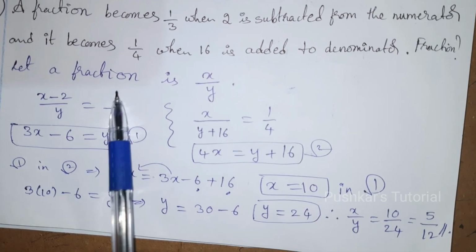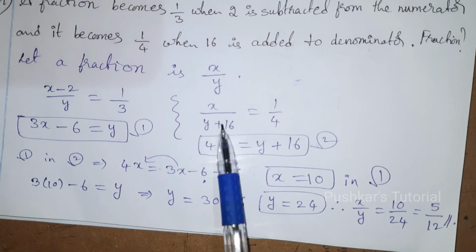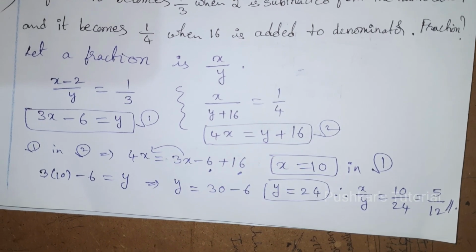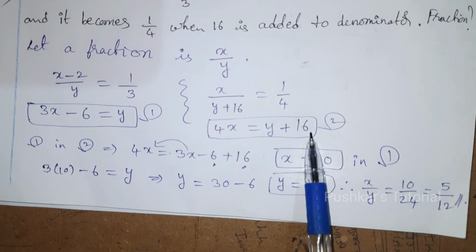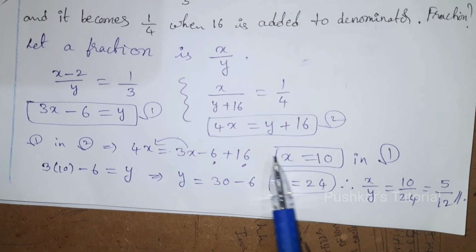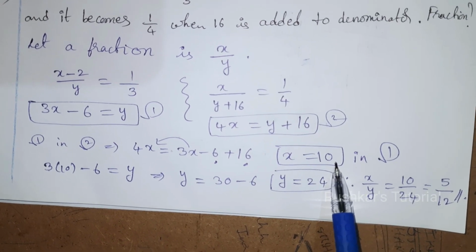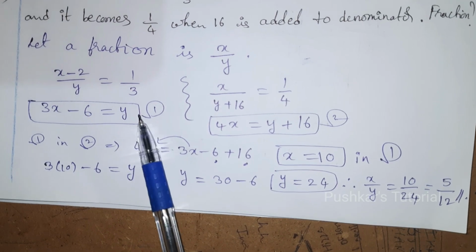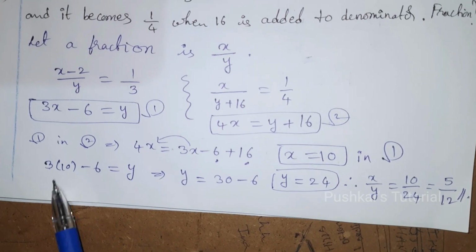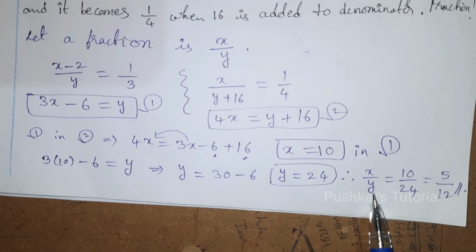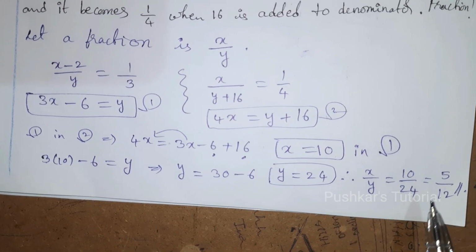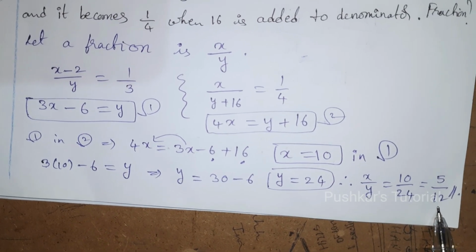So cross multiplication. Here also cross multiplication. Two equations we got. Substituting equation 1 in equation 2, we'll get x value as 10. Then substitute in either equation 1 or 2. Here I am substituting in 1. We'll get y value as 24. Therefore the fraction x by y is equal to 10 by 24. Cancellation, 5 by 12 is the answer.